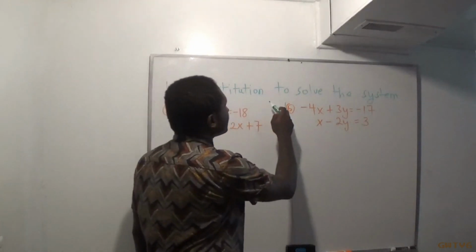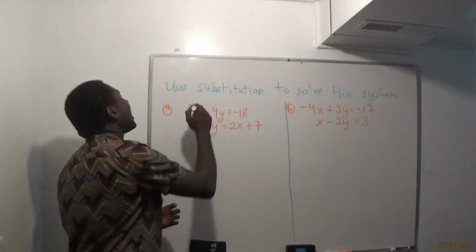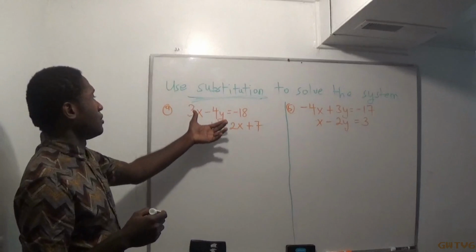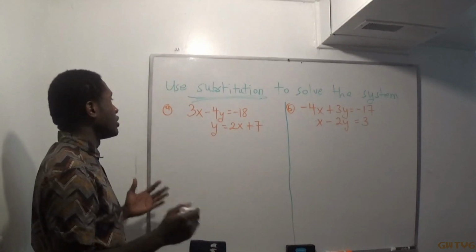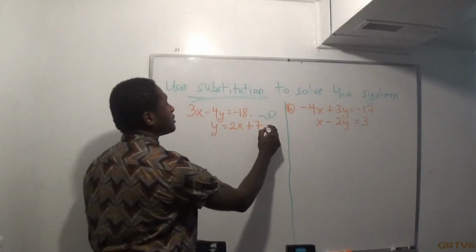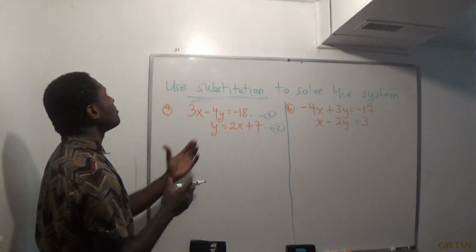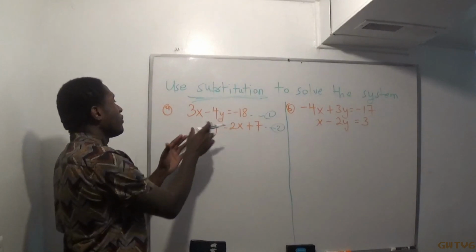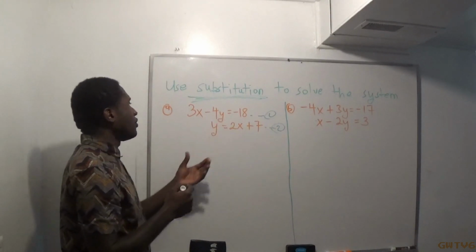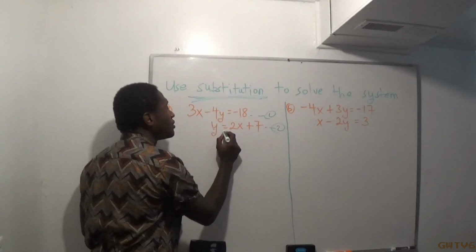Use substitution to solve the system. Well, so I'm being told that I should use the substitution method. And I'm given two equations. So I will just label them: this is my equation number 1, this is my equation number 2. Because I'm using the substitution method, I have to make sure that one of the equations has either y equals or x equals. Looking at these equations, this equation has just y equals that.